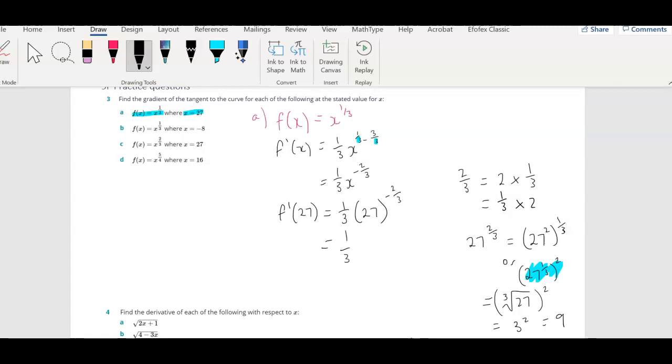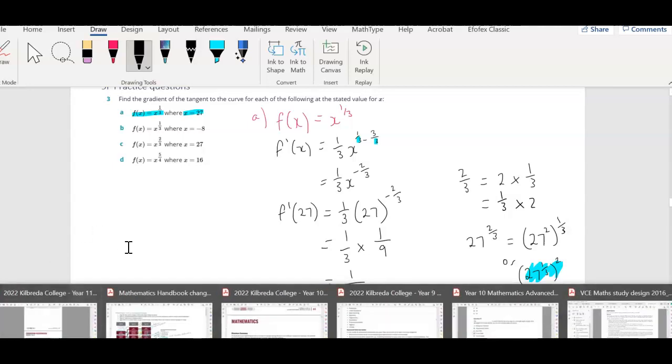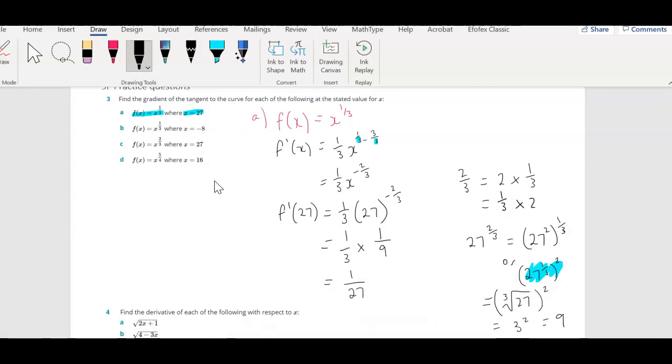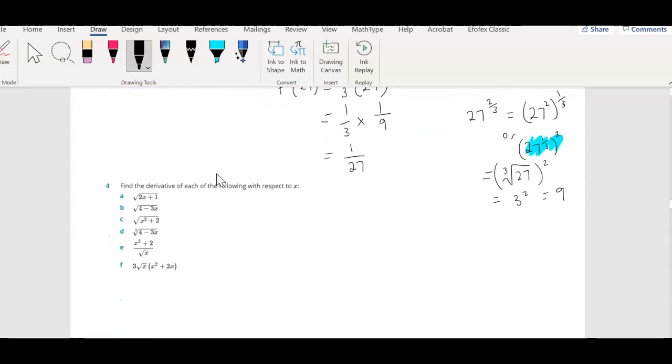So what we've got here, because it's a negative, it's going to be 1/9 because of that negative power. So then that becomes 1/27. Sorry, I was just making sure I multiplied by the 1/3. When you're multiplying fractions, you multiply the numerators and you multiply the denominators. There we go, 1/27. All right, so if you need help with B, C, or D, just let me know and I'll help you in person, because I'm going to move on to question 4.